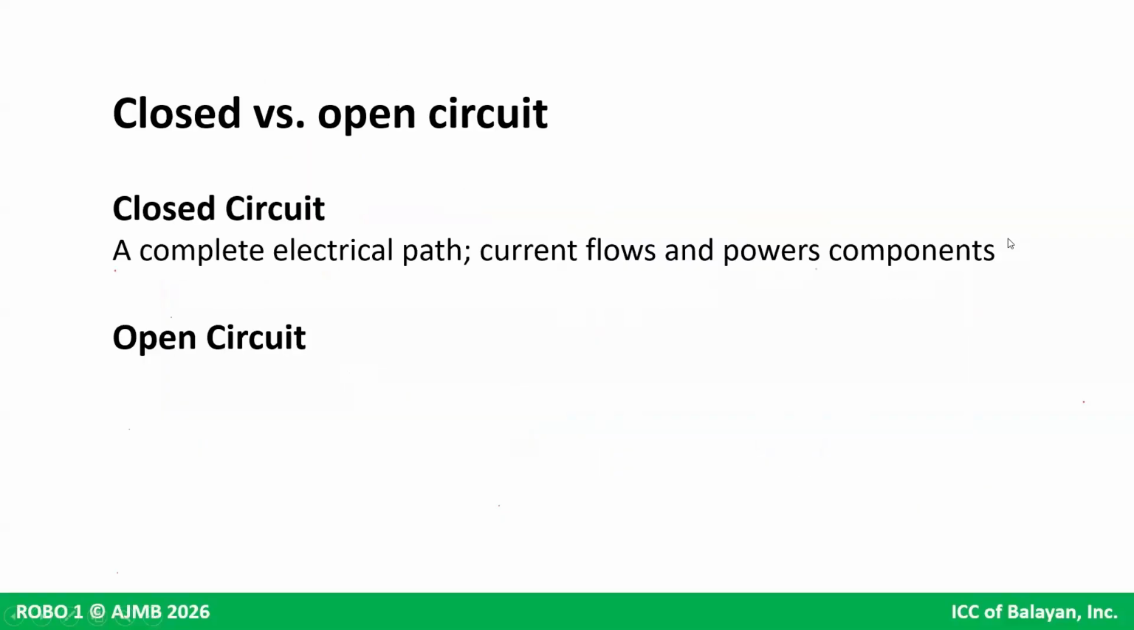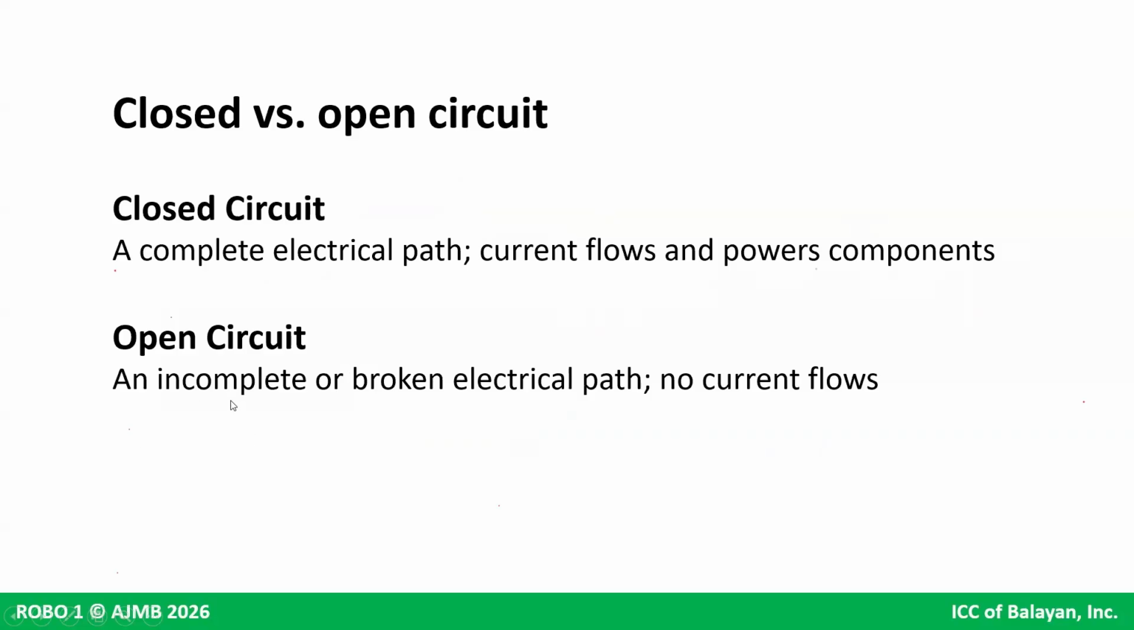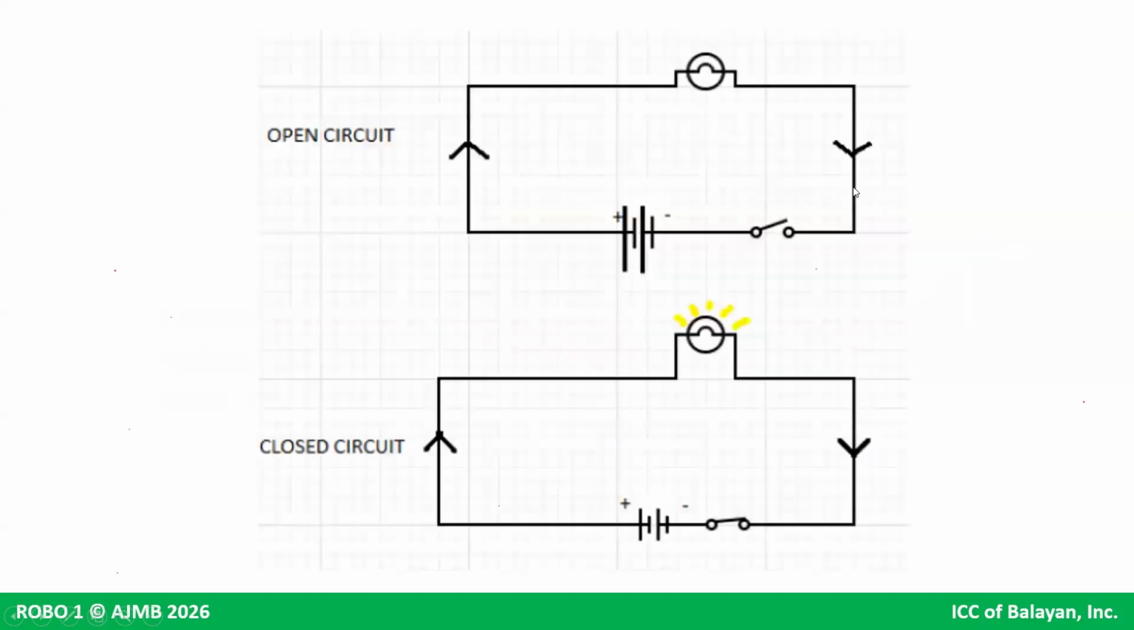Okay, next. Ayan, closed circuit, complete ang path mo. Hindi siya broken. So your current can flow. So obviously, pag sinabing open circuit, yun yung opposite, incomplete or broken. So as a result, there's no current that is flowing. This is another diagram, just showing you open and closed circuit. Open because your switch is open there. This one is closed. Your switch is turned on. So you have your light bulb is doing its thing. It's functioning.